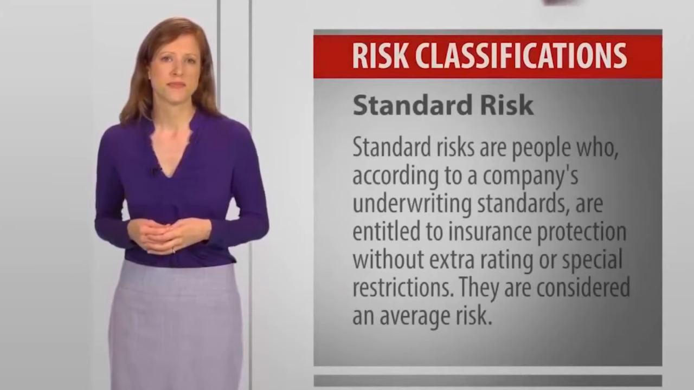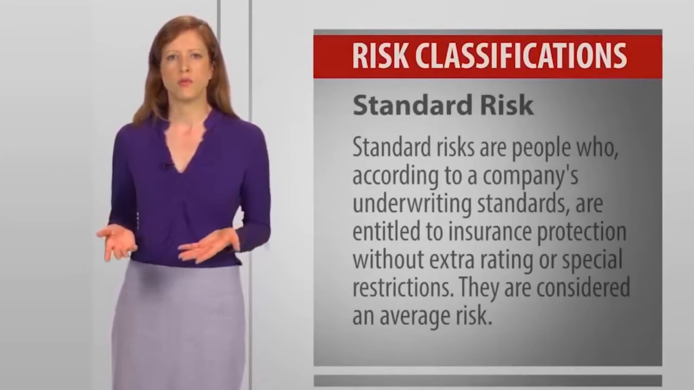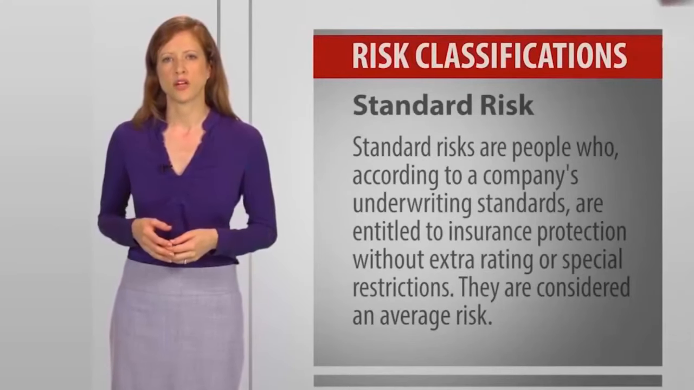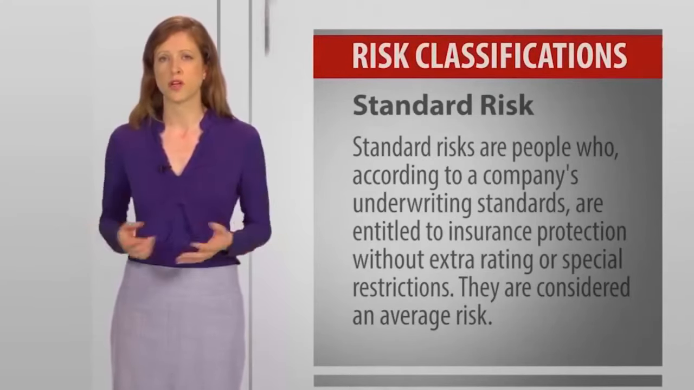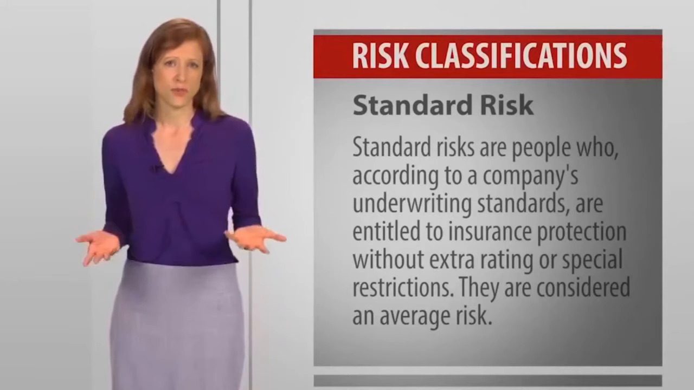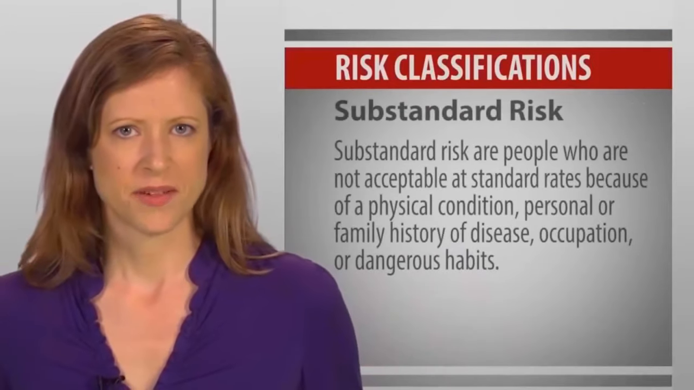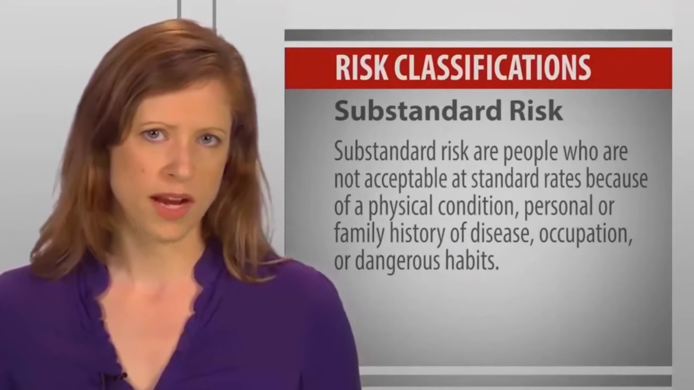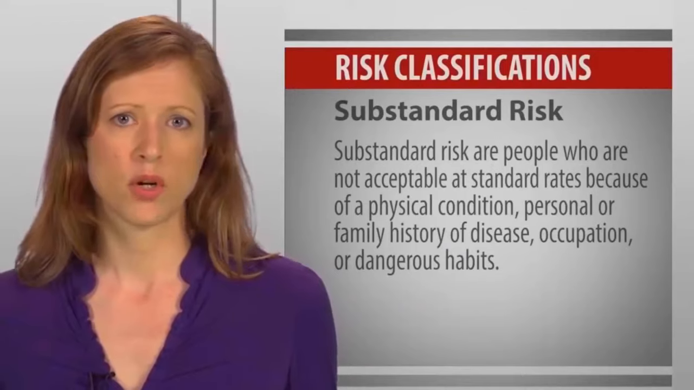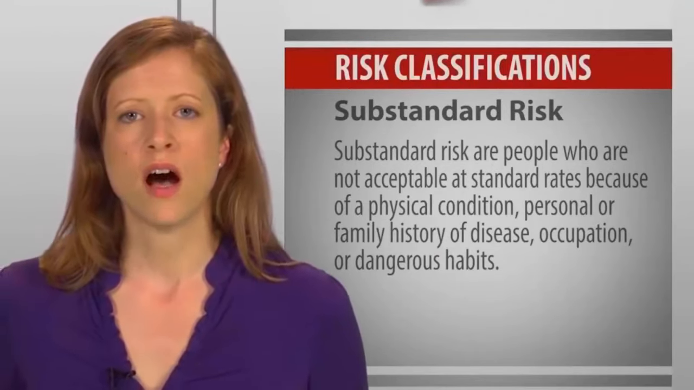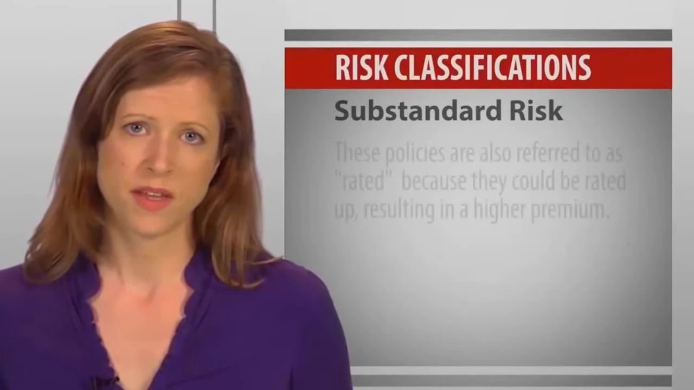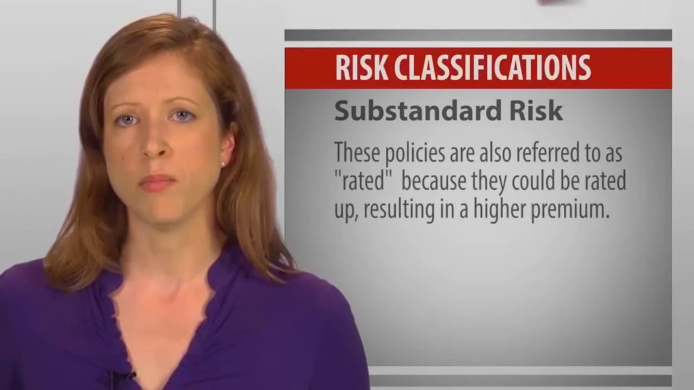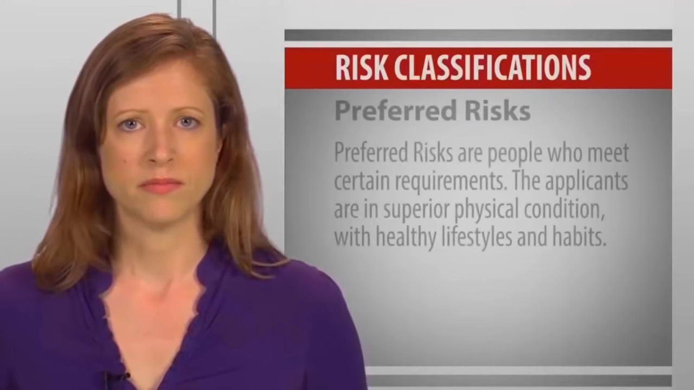Standard risk. Standard risks are people who, according to a company's underwriting standards, are entitled to insurance protection without extra rating or special restrictions. They are considered an average risk. Substandard risk. Substandard risks are people who are not acceptable at standard rates because of a physical condition, personal or family history of disease, occupation, or dangerous habits. These policies are also referred to as rated because they could be rated up, resulting in a higher premium.